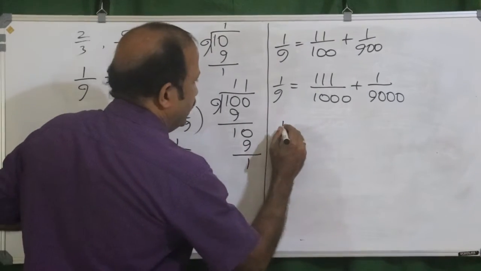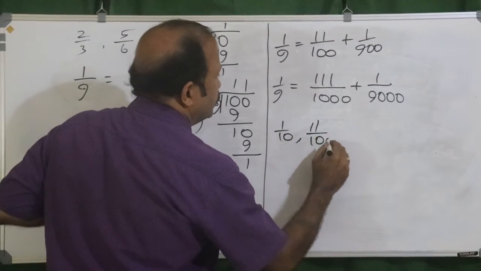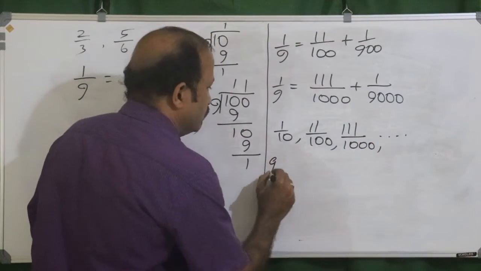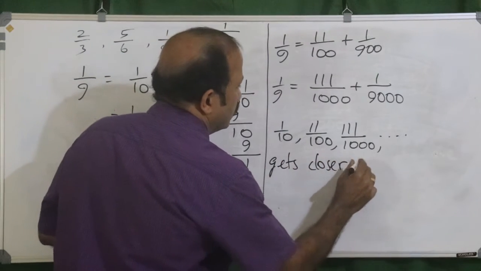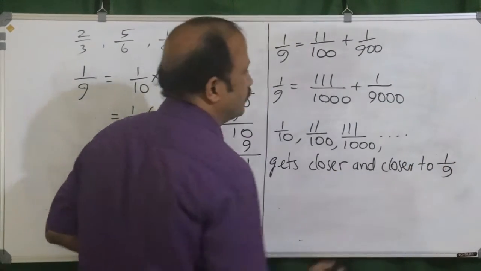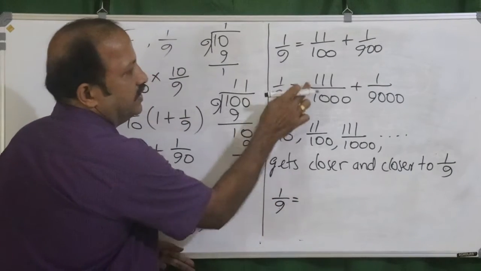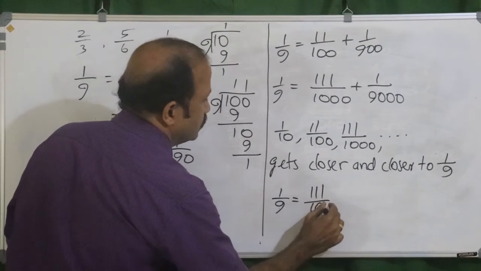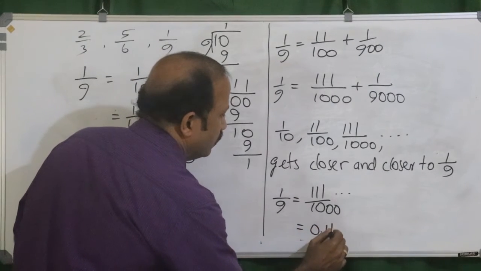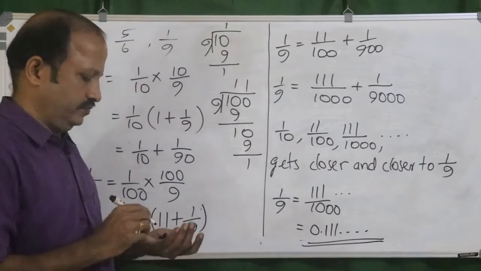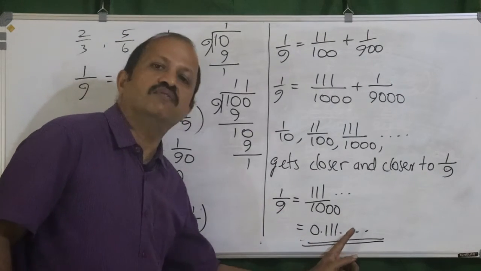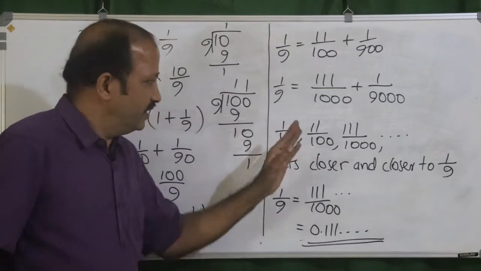So we write 1 by 10, 11 by 100, 111 by 1000, and so on, which get closer and closer to 1 by 9. So 1 by 9 is equal to 0.111, and so on. So 1 by 9 in decimal form is 0.111111, and so on. This is the decimal form.